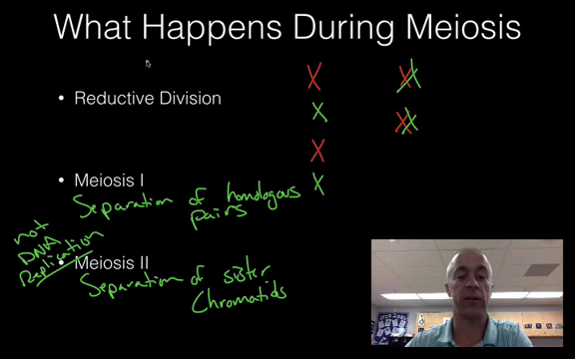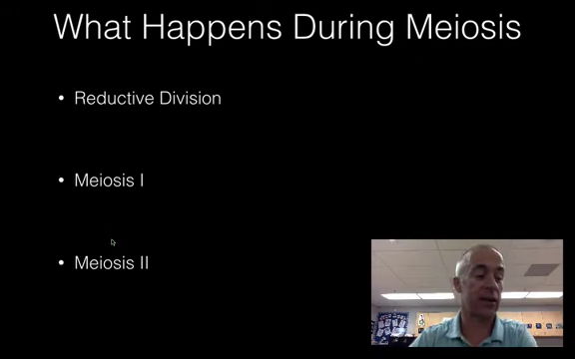That's where we get this reductive division. So our cell is going to go through the normal process. The DNA is going to copy itself. We're going to go through the first division. And then after that first division, we're going to go straight into our second division without copying the DNA a second time.